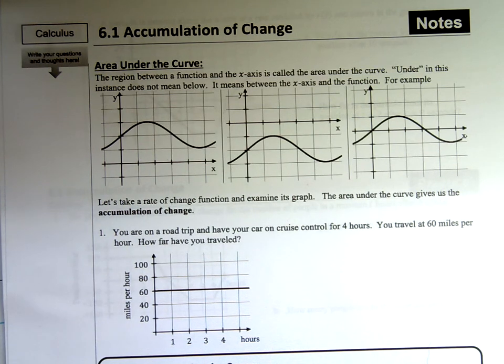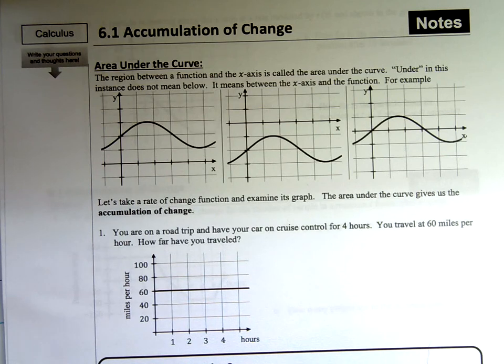So that's Unit 6. It's exactly that. The look at integrals. So the region between area under a curve. Section 6.1 is talking about accumulation of change. But the region between a function and the x-axis is called the area under the curve. Under, in this instance, does not mean below. It means between the x-axis and the function.